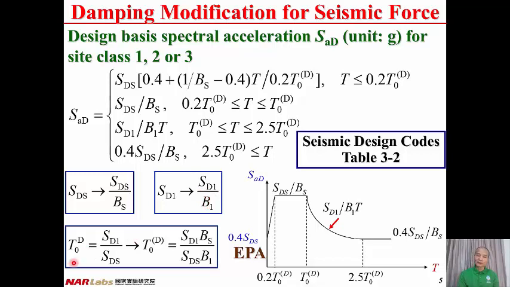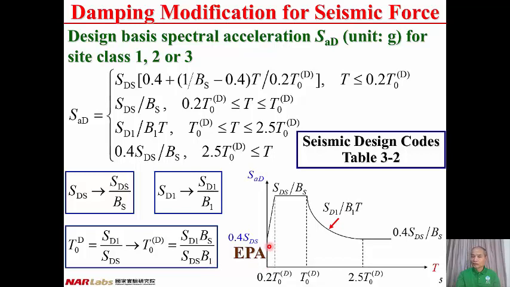And the corner period between short period and medium to long period, T0D, is replaced by T0(D) equal to SD1 times BS divided by SDS times B1. And according to T0(D), then we can divide the relationship between SAD and T into 4 segments.